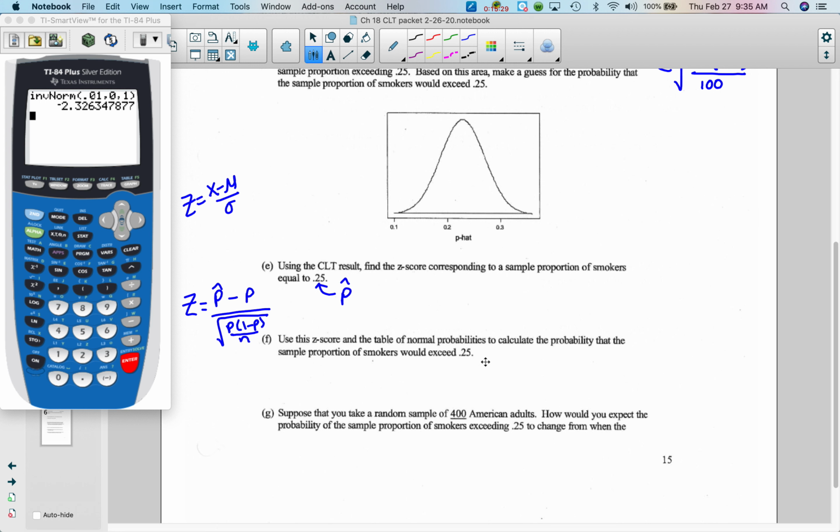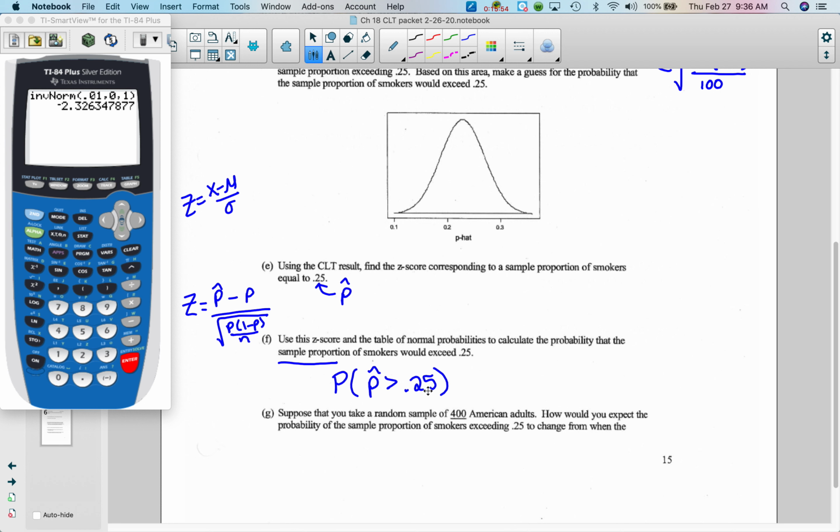Then once you've done that, use this z-score and the table of normal probabilities. You don't have to do it that way to calculate the probability that the sample proportion of smokers would exceed 0.25. Now we're talking about a sample proportion. So my notation and symbols: I want a p hat exceeding 0.25. So I'm looking for this probability.